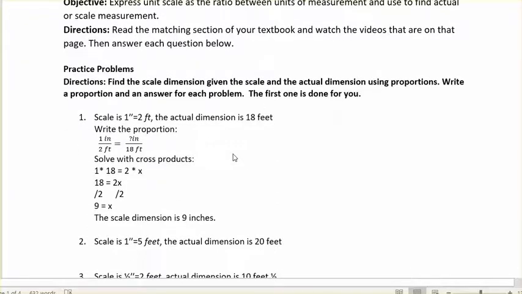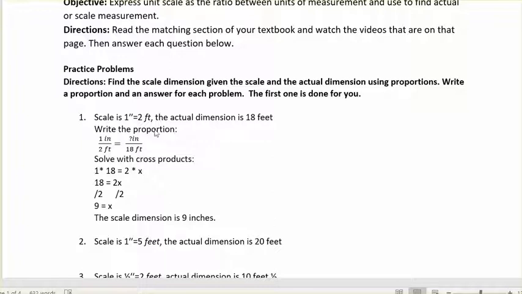Alright, so to start off with, we are going to find the scale dimension given the scale and the actual dimensions, and we're going to use proportions to do that. So to answer these questions, you're going to write a proportion and then answer for each problem. So there'll be two parts. There'll be the proportion as part of your work and finding the answer as part of your work.